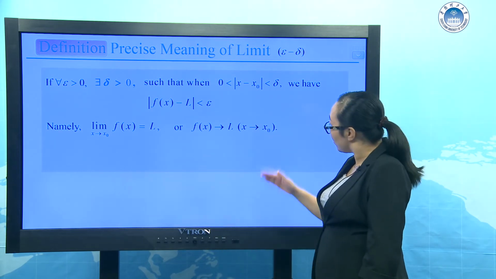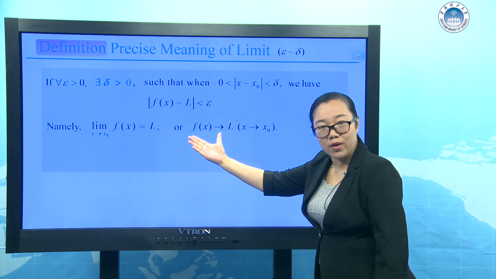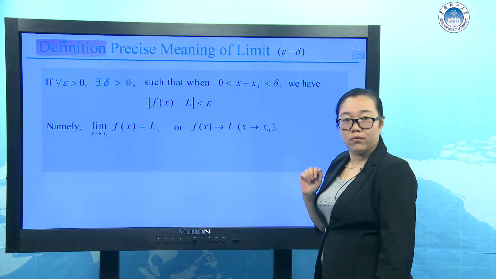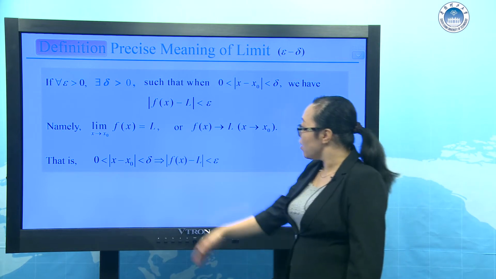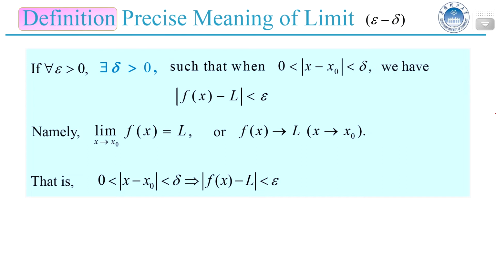Sometimes we write x tends to x0, corresponding to function values tending to L. That means the absolute value of x minus x0 is between 0 and delta.